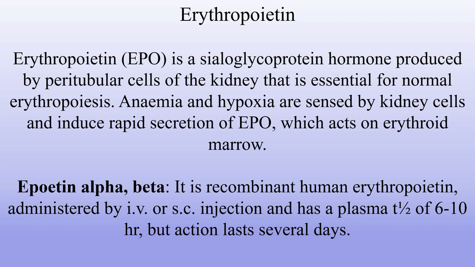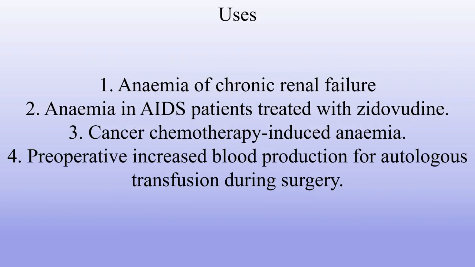Epoetin alpha, beta. It is recombinant human erythropoietin administered by IV or subcutaneous injection and has a plasma half-life of 6 to 10 hours, but action lasts several days. Uses: anemia of chronic renal failure, anemia in AIDS patients treated with zidovudine, cancer chemotherapy-induced anemia, preoperative increased blood production for autologous transfusion during surgery.